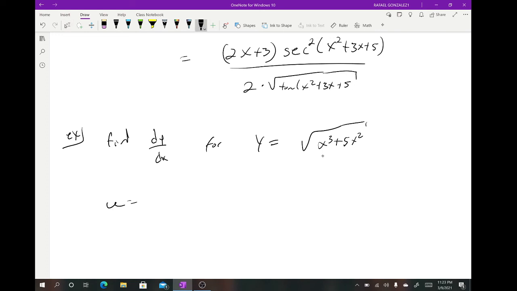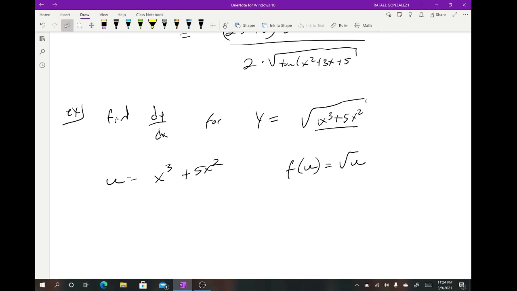u, the inner function, is the cubic x cubed plus 5x squared. That means that f of u is going to be equal to the square root of u. u prime, you should always find the derivatives first before putting it together in the formula, is going to be equal to 3x squared plus 10x. The derivative of x cubed, you bring down the 3, you subtract 1, so that's 3x squared. The derivative of 5x squared, you bring down the 2, you multiply by the 5 because of the constant multiple rule, so that gives you 10, and then you subtract 1, so that's x to the first.